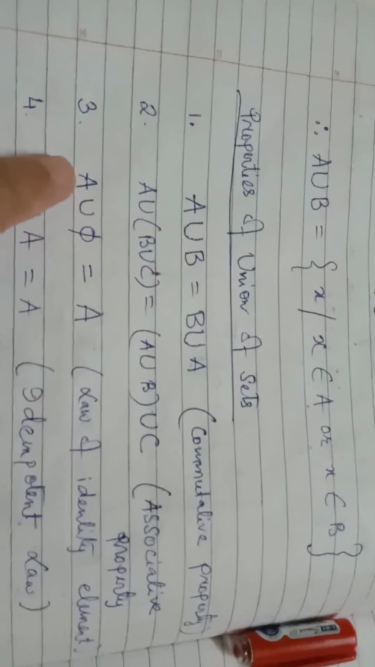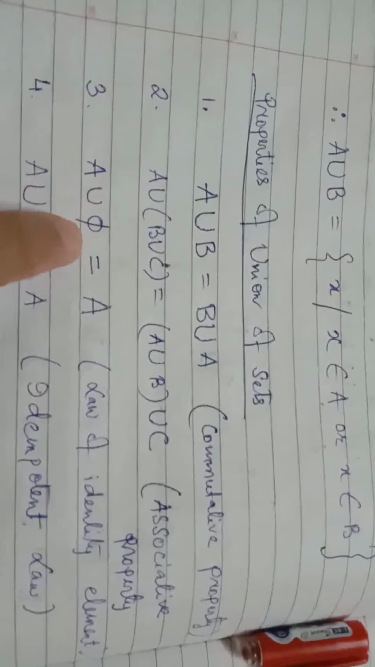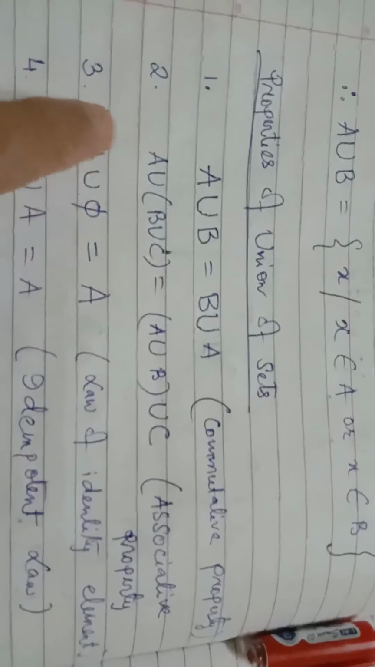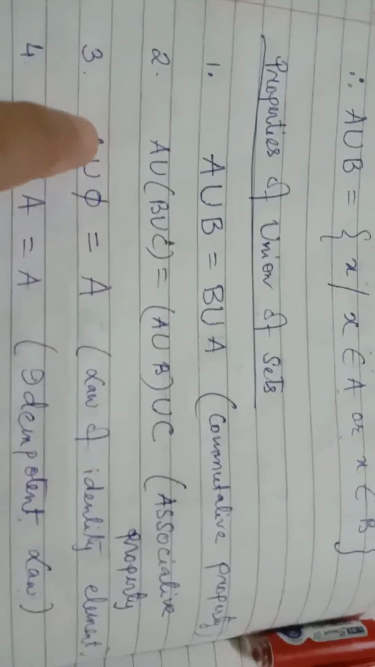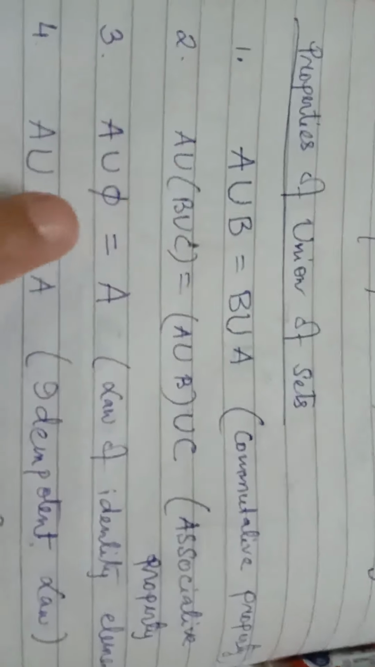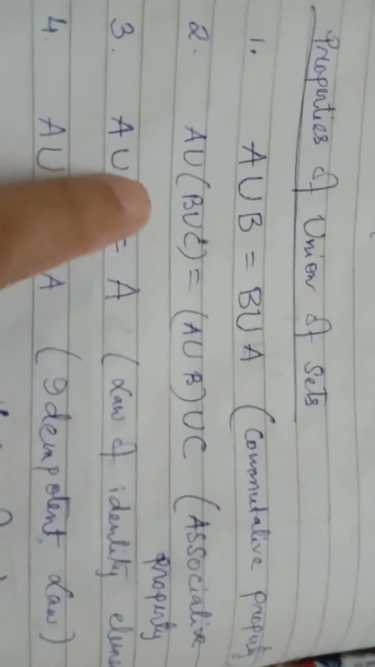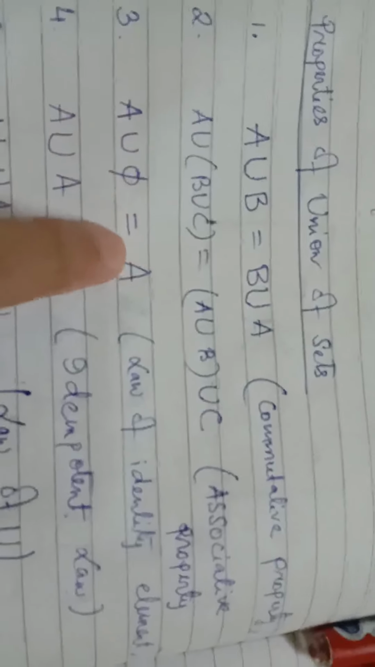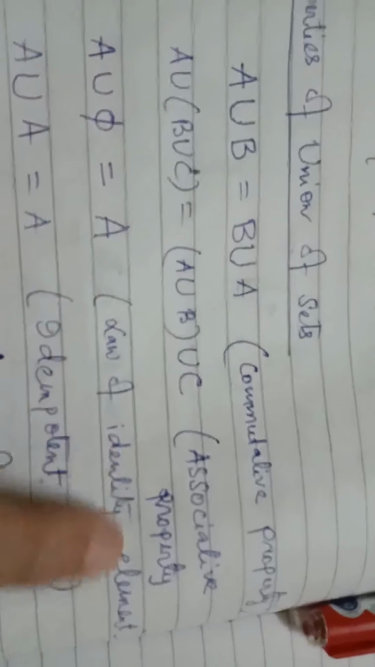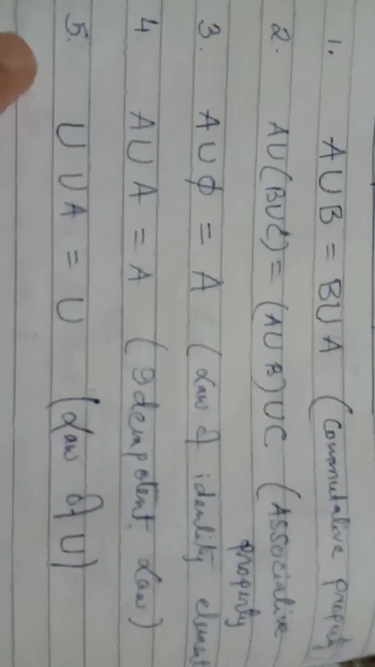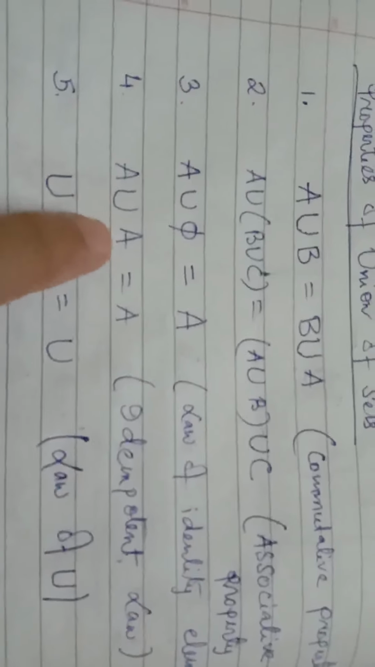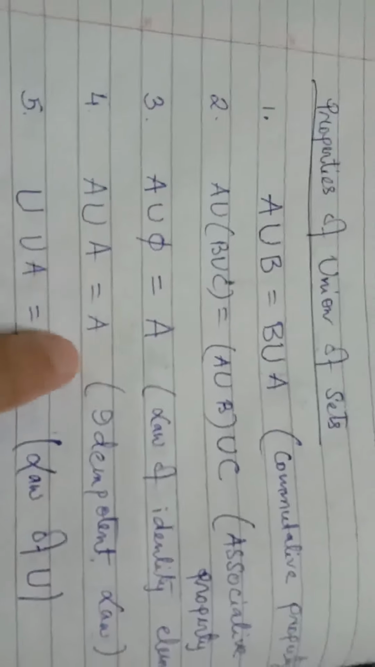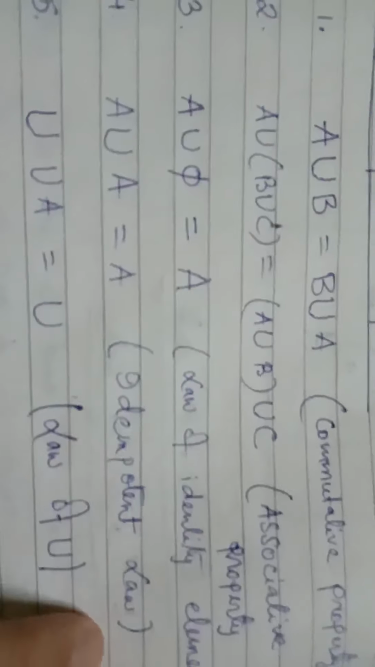Number 3 property, A ∪ φ is equal to A. As φ contains no elements, A ∪ φ means all the elements of A plus all the elements of φ, but φ does not contain any element, so A ∪ φ is equal to A. This is called the law of identity element. Next, A ∪ A is equal to A. This is called the idempotent law.